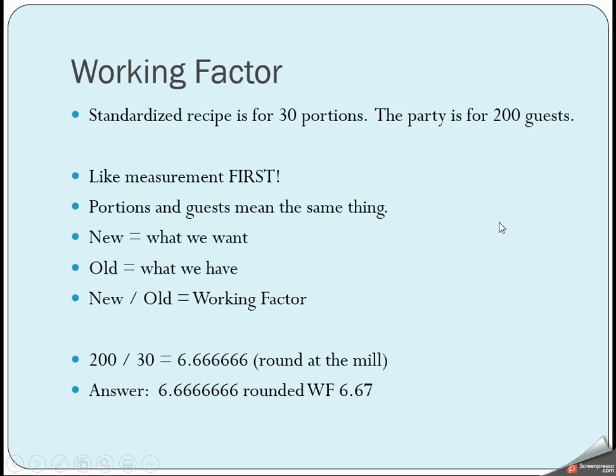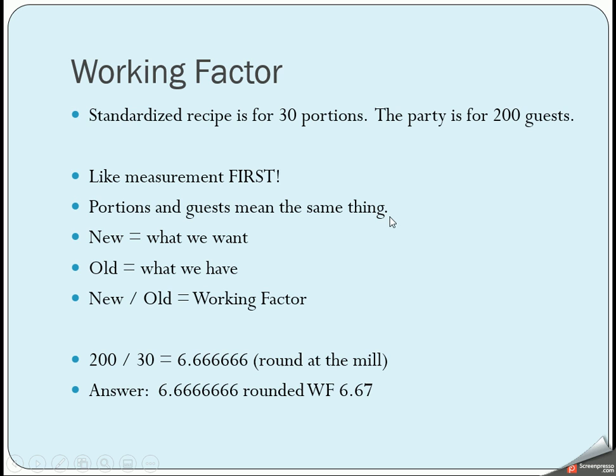So, for example, this recipe that we have in front of us, the standardized recipe is for 30 portions, and we're going to have a party that has 200 guests. So the first step when it comes to the working factor is to make sure that we have both of these items in like measurement first. And because portions and guests is basically the same thing, they mean the same thing, we already have like measurement.